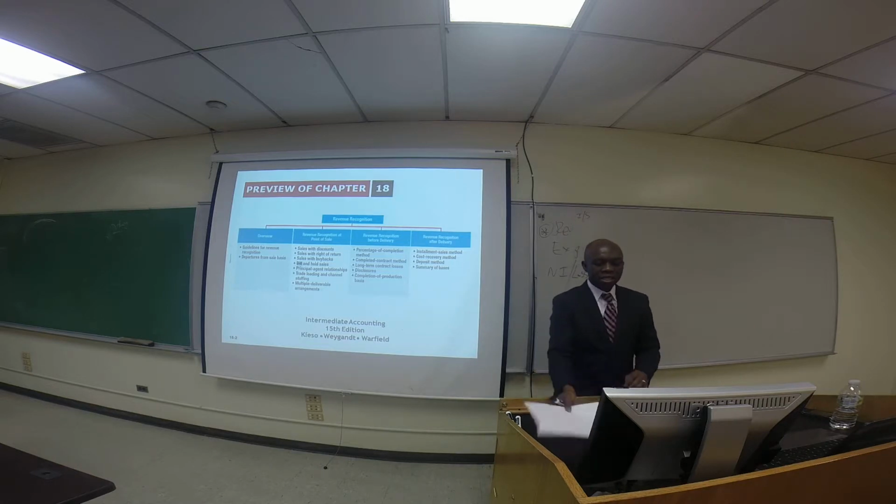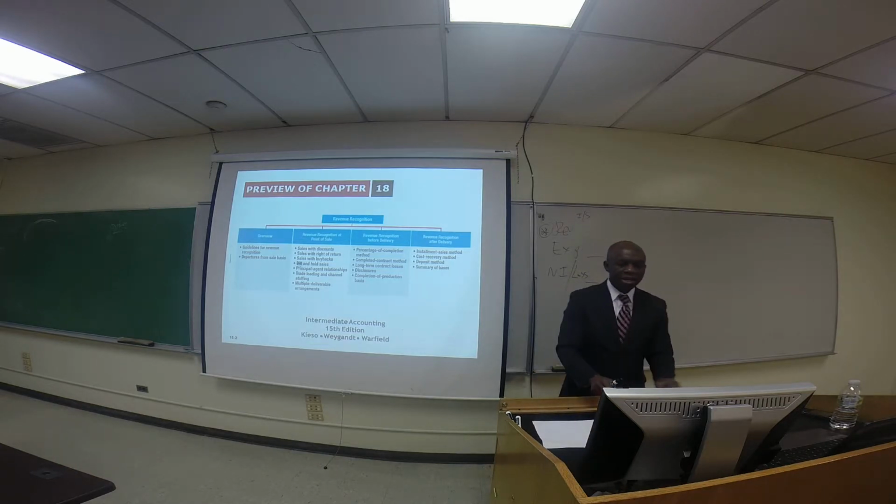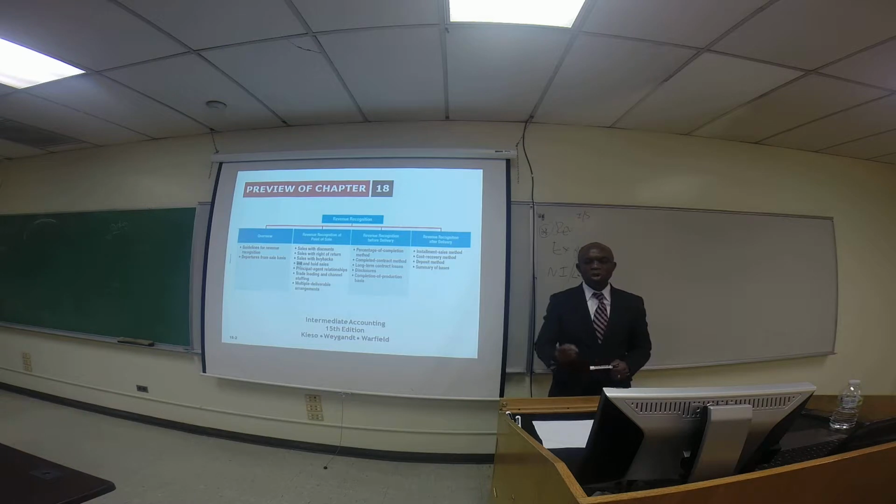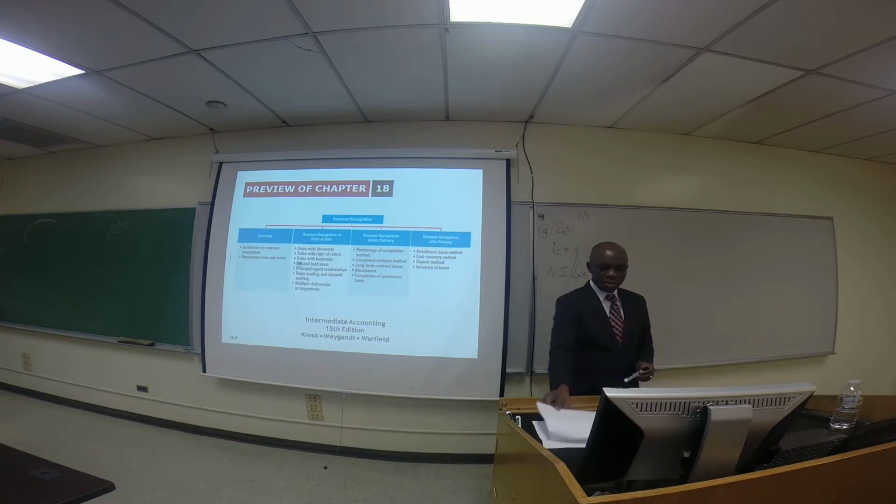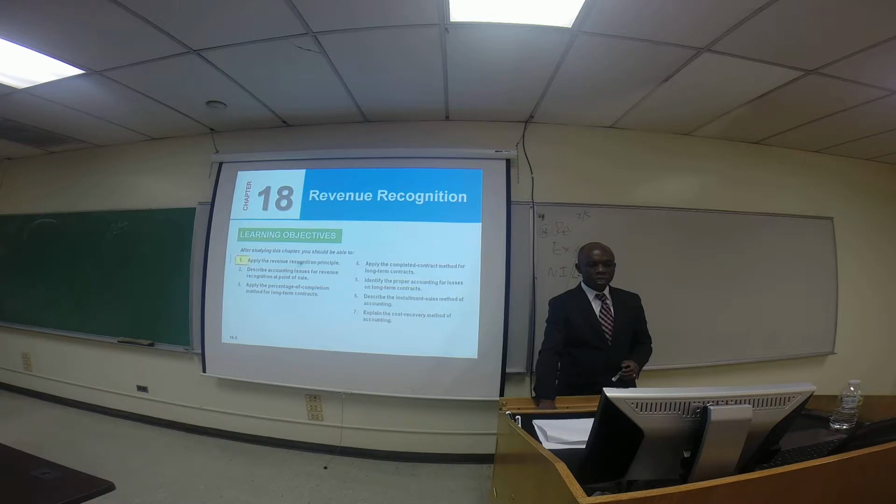We said that this chapter is divided into 4 sections. Number 1, overview; revenue recognition at point of sale; revenue recognition before delivery; revenue recognition after delivery. So those are the 4 parts of Chapter 18. Now, let's take a look at the first objective of this chapter. We are going to talk about how to apply the revenue recognition principle.